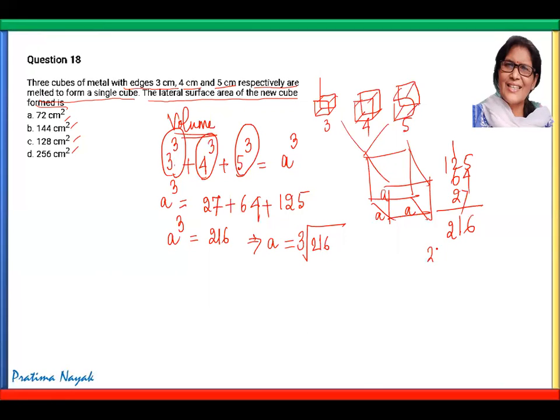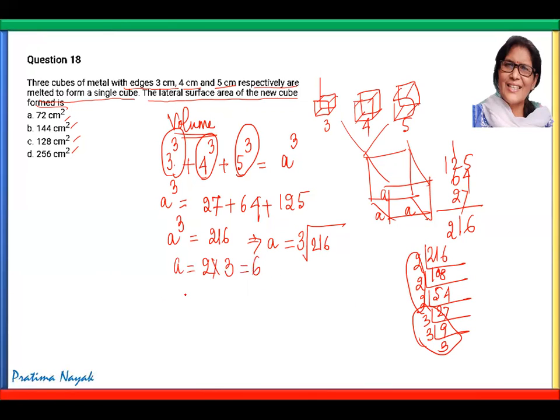So let us factorize now. 216, 2, 108, 2, 54, 2, 27, 3, 9, 3. So out of these three 2's, I'll take one 2. And out of these three 3's, I'll take one 3. So it will be 6. Side is equal to 6 centimeter.